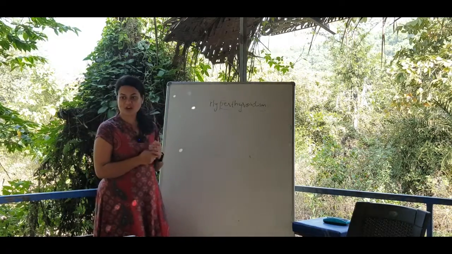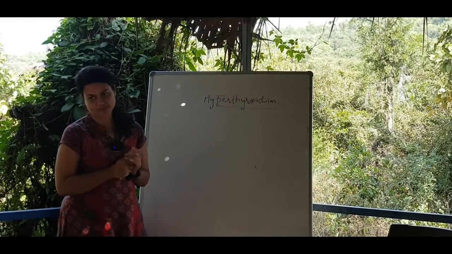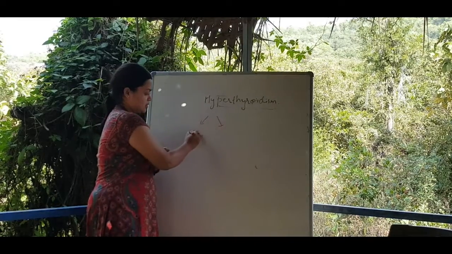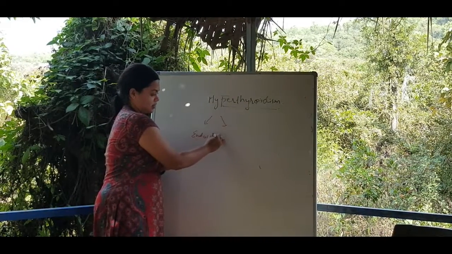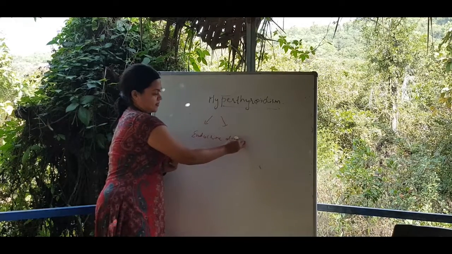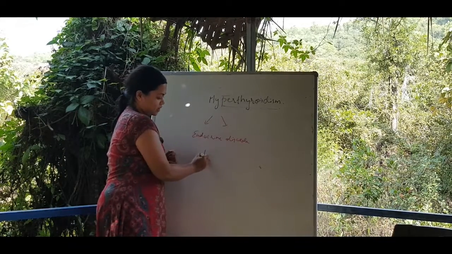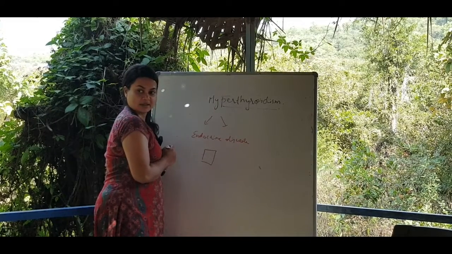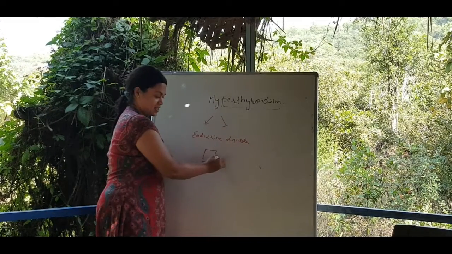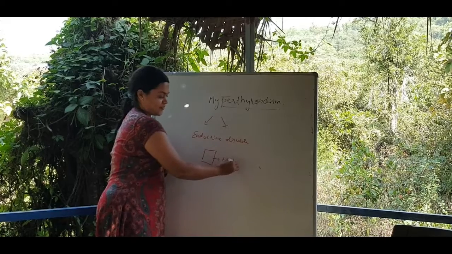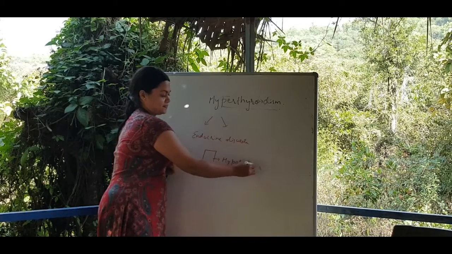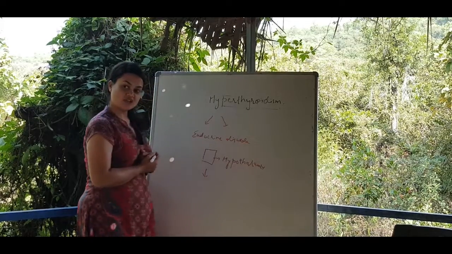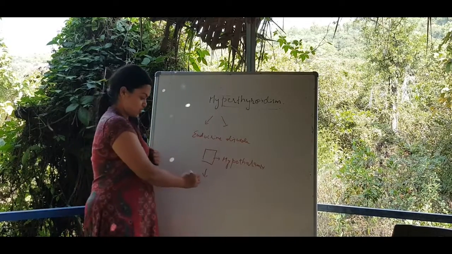Hyperthyroidism or hypothyroidism. So, it is associated with what? Endocrine disorder, right? So, what do we have in the brain to regulate the endocrine gland? Name it? Very nice. Hypothalamus. Then what do we have below it? The first endocrine system? Pituitary gland.